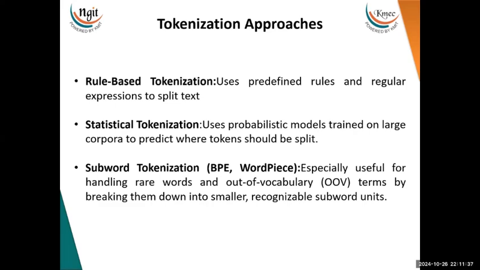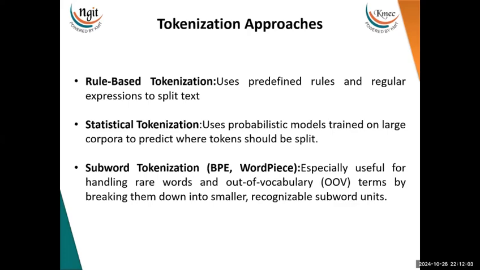Then we talk about tokenization approaches. The first one is the rule-based approach. The rule-based approach, as you can see here, uses predefined rules and regular expressions to split the text. It seems to be simple and fast, but it struggles with ambiguities in complex languages.